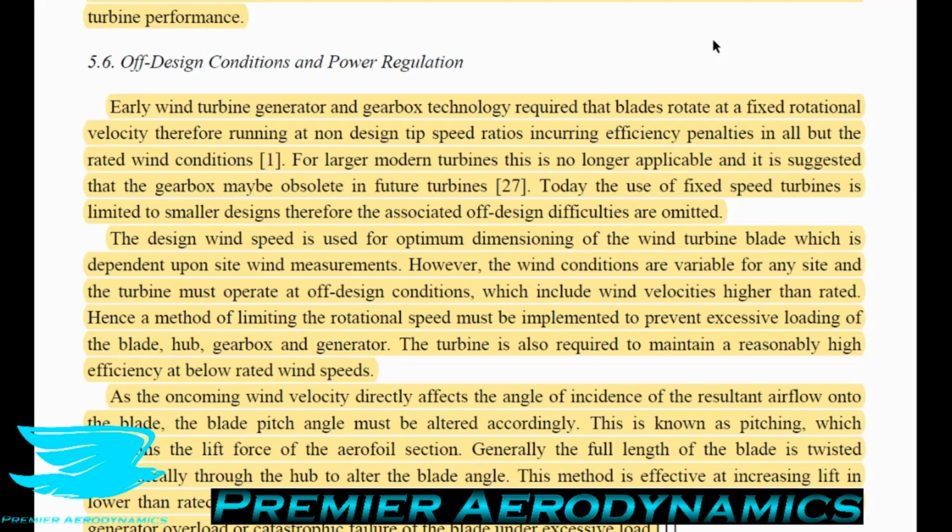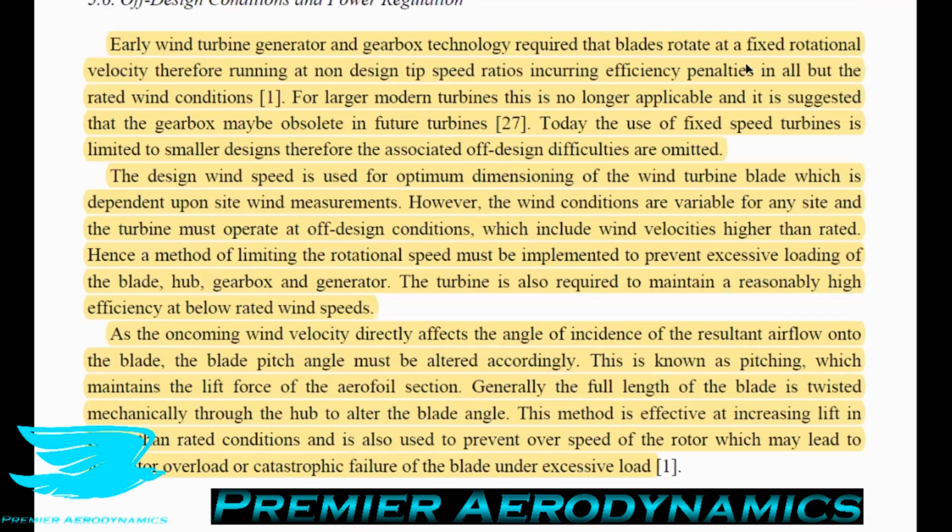They say for larger modern turbines, this is no longer applicable, and it's suggested that the gearbox may be obsolete in future turbines. That'd be pretty cool. Today, the use of fixed-speed turbines is limited to the smaller designs, therefore the associated off-design difficulties are omitted. They also say that the design wind speed is used for optimal dimensioning of the wind turbine blade, which is dependent upon the site wind measurements.